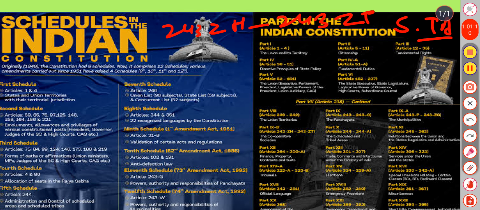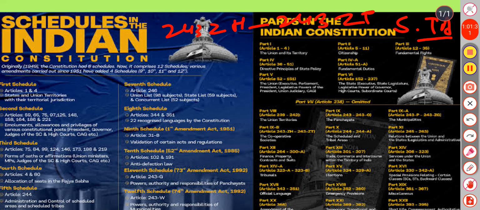So under part 13, articles 301 to 307 are covered, and in this we will see trade, commerce and industry within India. So this is all about part 13. And now part 14, service under the union and the states, and article 309.